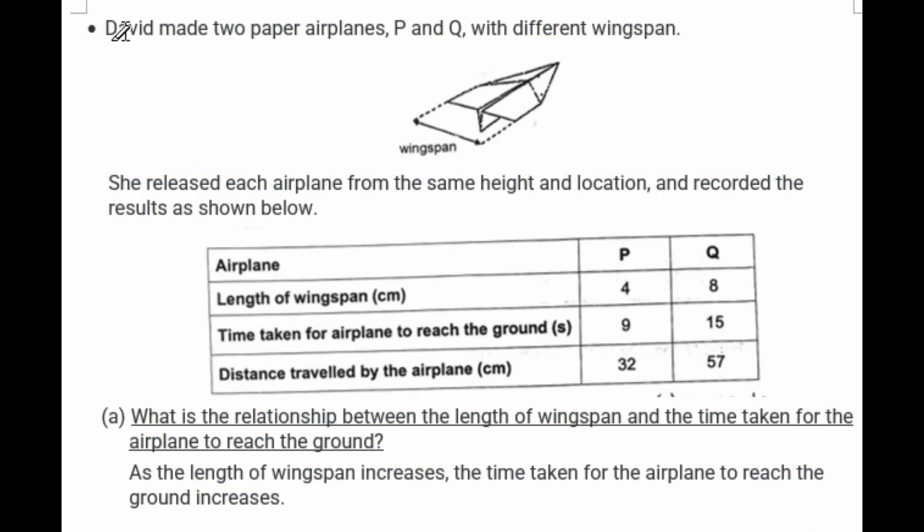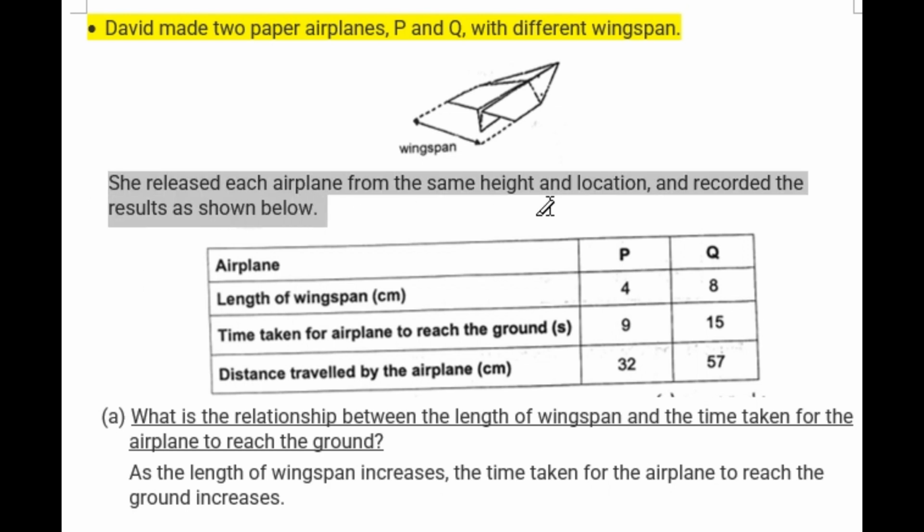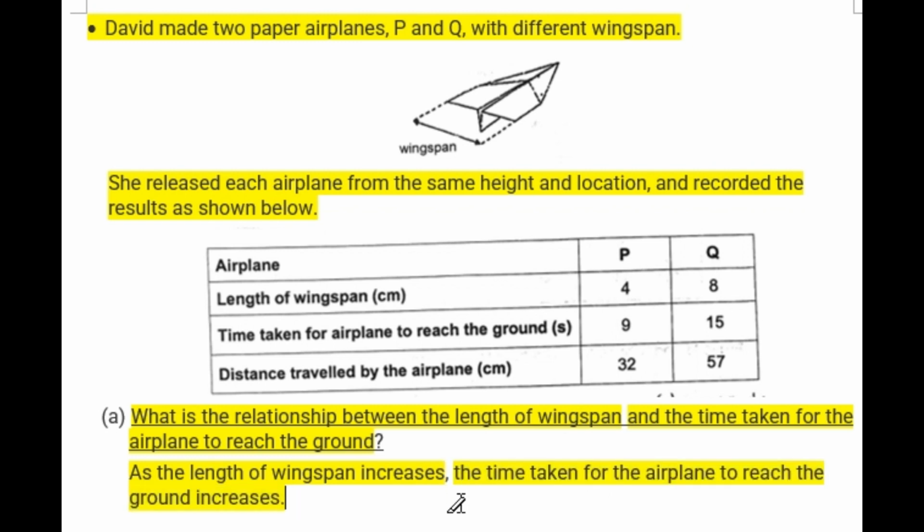David made 2 paper airplanes, P and Q, with different wingspans. He released each airplane from the same height and location and recorded the results shown below. What is the relationship between the length of wingspan and the time taken for the airplane to reach the ground? As the length of wingspan increases, the time taken for the airplane to reach the ground increases.